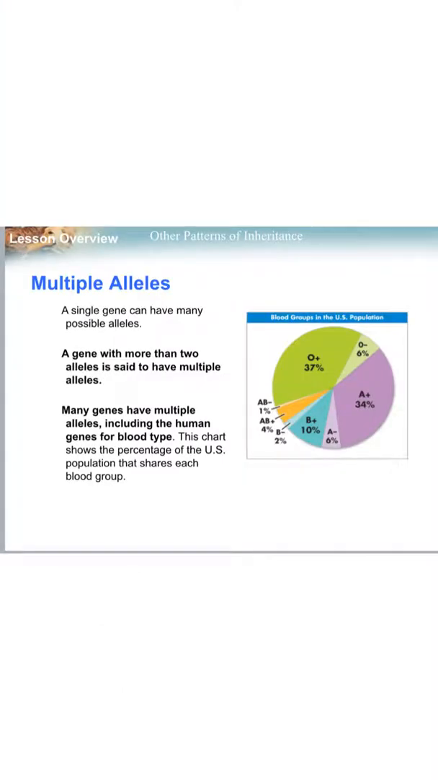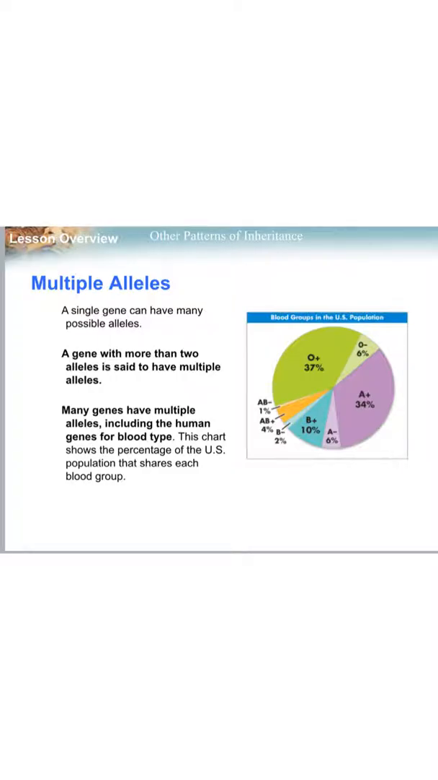Now with multiple alleles, you're actually going to have the blood type example. You're going to have a worksheet on blood types. A gene with more than two alleles is said to have multiple alleles. Many genes have multiple alleles, including genes for blood type.